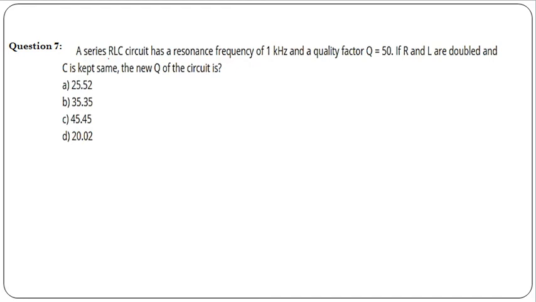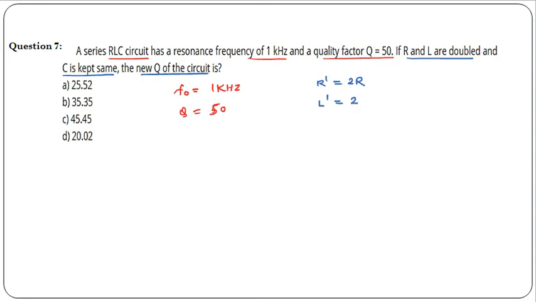The next question is, a series RLC circuit has a resonance frequency of 1 kilohertz. It means the f naught value is already given, that is 1 kilohertz, and the quality factor is 50. Now if R and L are doubled and C is kept the same, what is the new quality factor of the circuit? Here the new resistance R dash is equal to 2 into R because it is getting doubled. Similarly L dash is also doubled, and capacitance is the same, so C dash is equal to C.